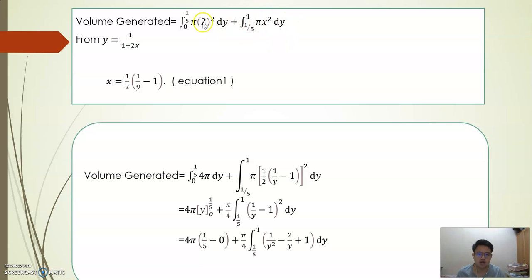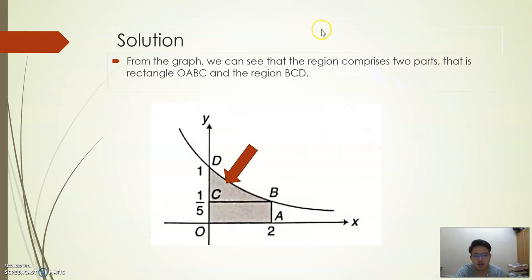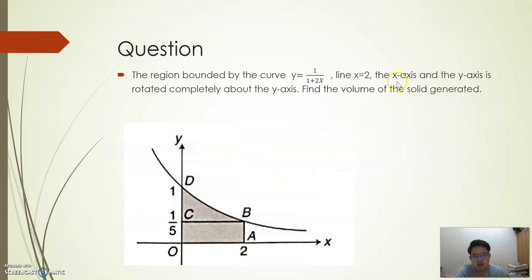Why do we substitute x equals 2? Because the line x equals 2 is given in the question. So for this part, the limits are y equals 0 and y equals 1 over 5. These two points are where the rotation is. But for the curve y equals 1 plus 1 over 1 plus 2x, the value of x isn't given, so we need to find it from this equation.